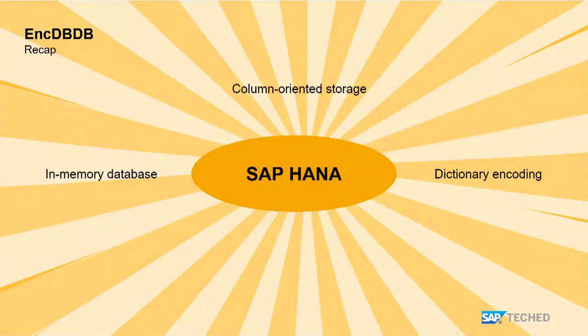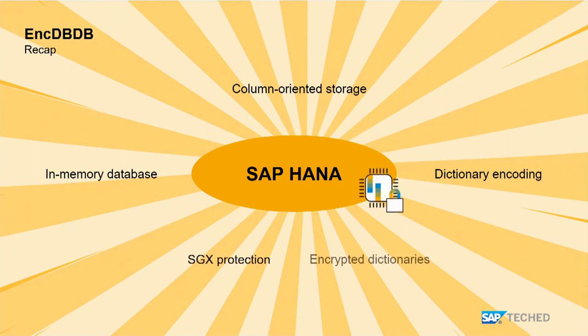Okay. So I told you this before. We have in-memory database, column orientation, dictionary encoding. It's more or less HANA. So let's just put SGX protection in HANA. Let's put encrypted dictionaries in HANA, and we are done. Like that would be my dream.